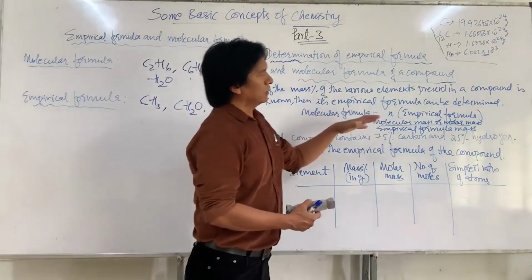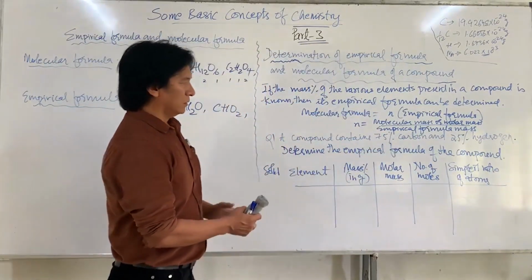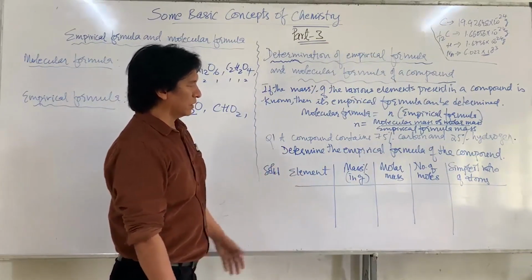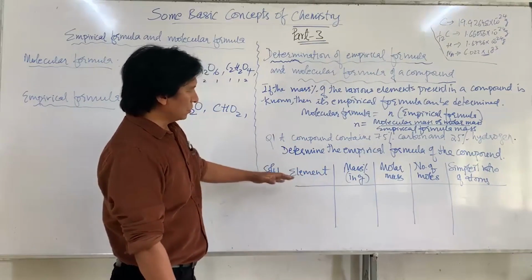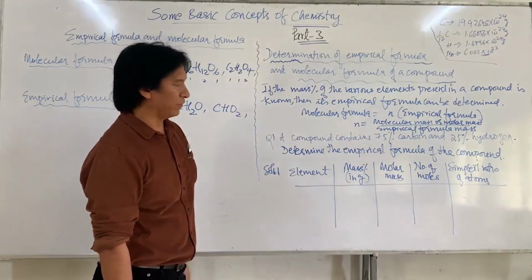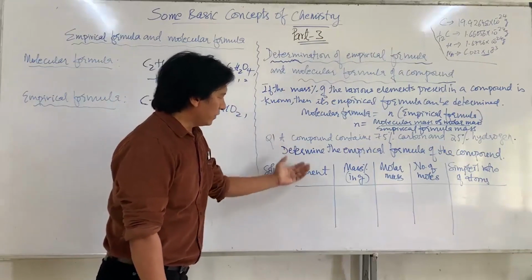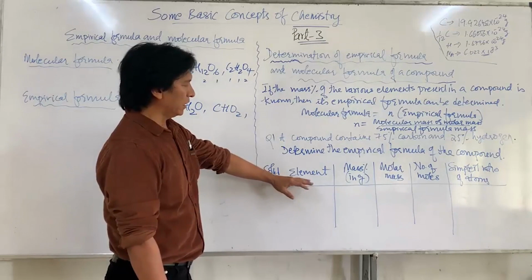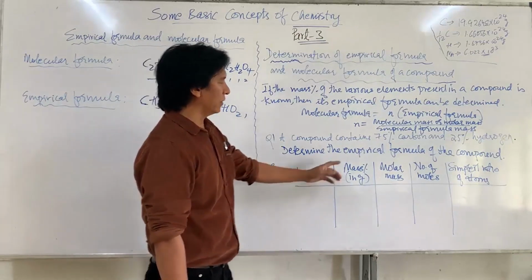Now there are certain rules here, and I've just shortened the whole thing, and it's become very simple now. You should know how to write this tabular column here. Based on this, you can easily get the empirical formula. So let's see. In the very first column, you see the heading here is elements.